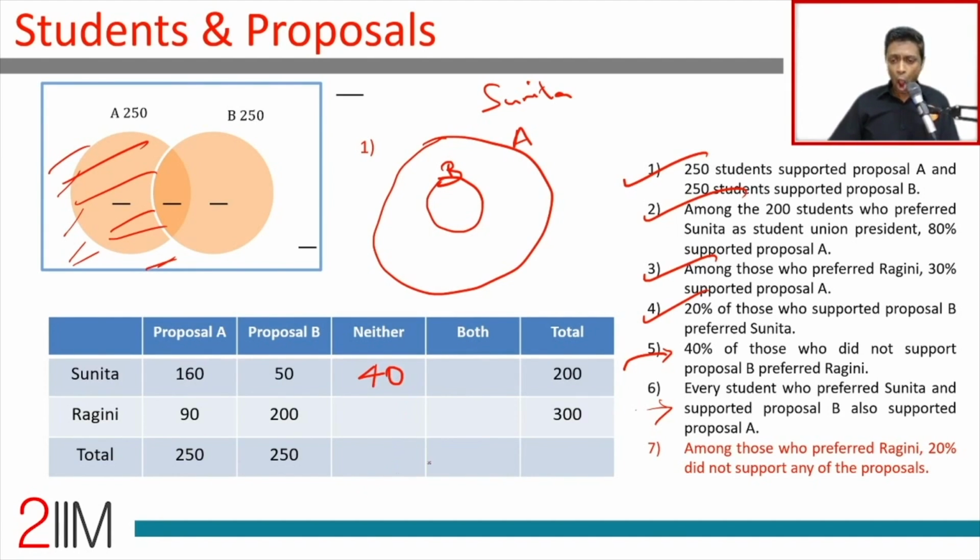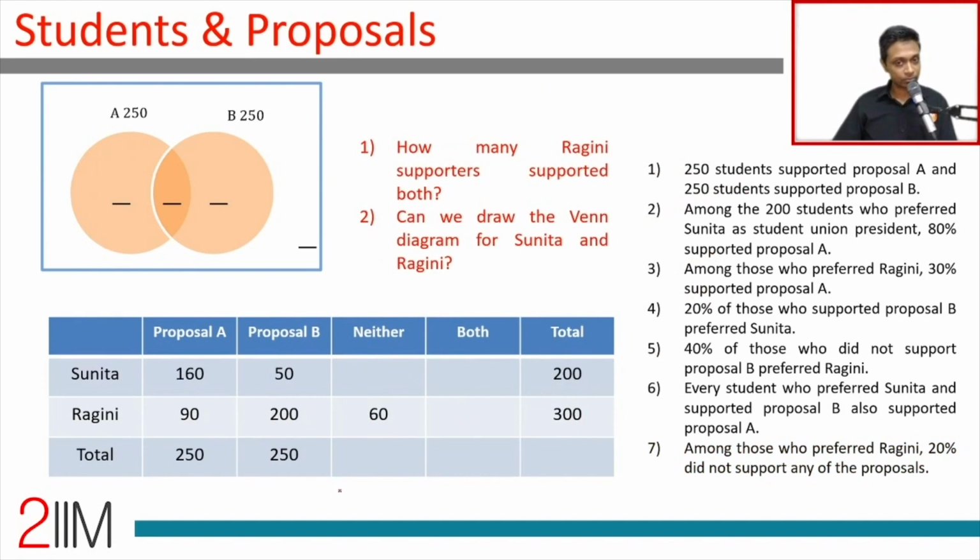And among those who preferred Ragini, 20% did not support any of the proposals. 20% of 300 is neither. It did not support any of this. 20% of 300 is 60, 1/5. We can now get this in this. How so? We know our A union B formula. 90 and 200 are A and B. A union B is going to be 240. This is neither. We can nail that.